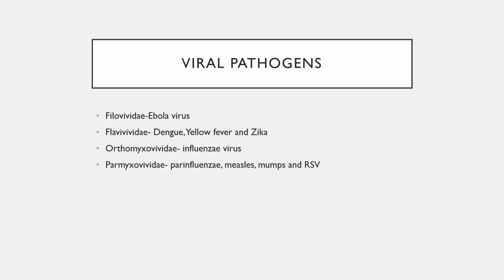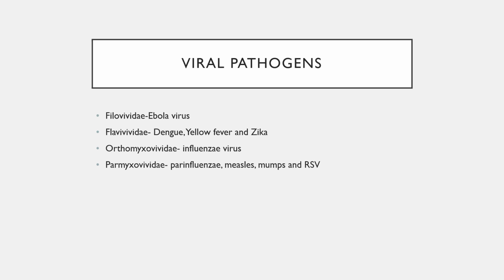The Filoviridae are the Ebola viruses, named after the Ebola River in the Congo. They first emerged in 1972 in Sudan and Zaire. They are characterized by hemorrhagic fever, diarrhea, and vomiting. The Flaviviridae are associated with dengue fever, yellow fever, and Zika.